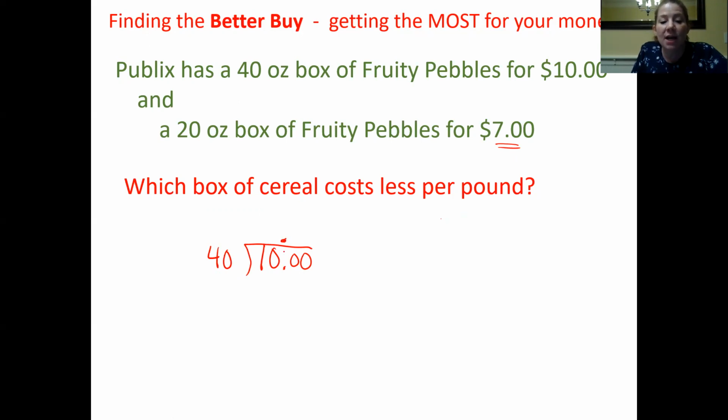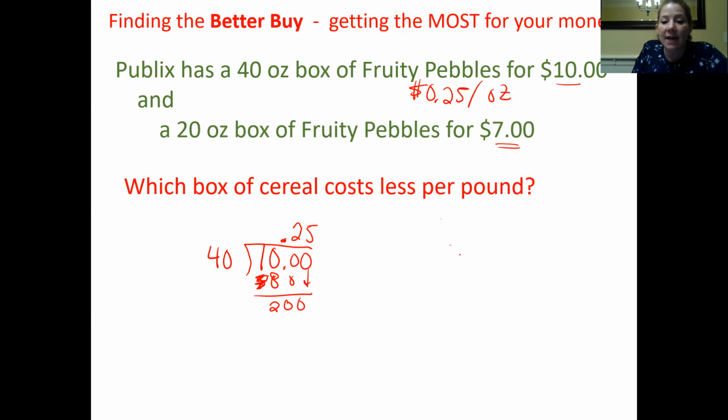40 will go into 100 twice, and 2 times 40 is 80. So I'm going to subtract, and I get a remainder of, whoops, I added too many zeros. This should be 80 right here. Sorry. So my remainder is 20. Then I'm going to bring down that other 0, and 40 goes into 200 5 times. So my $10 box of cereal is 25 cents per ounce.